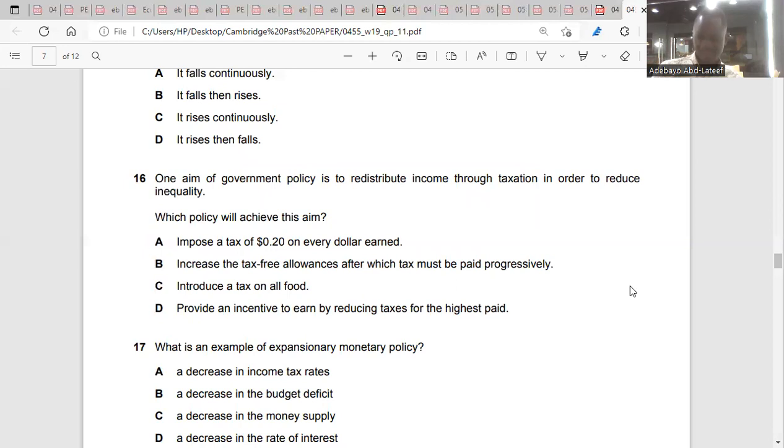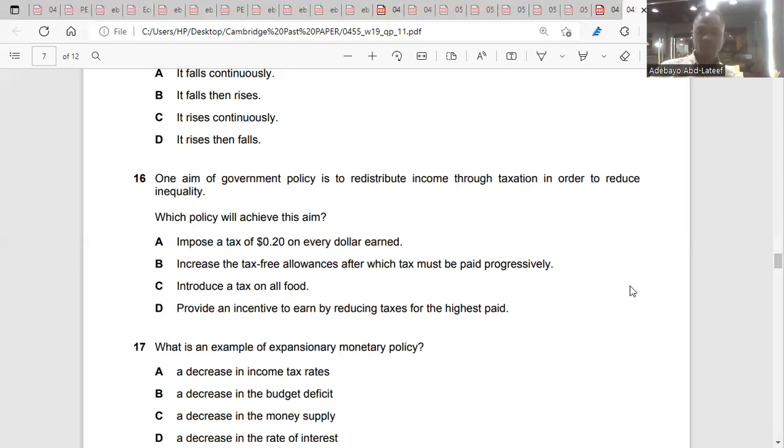B. Government should increase the tax-free allowances, after which tax must be paid progressively. So tax will be paid progressively: as you progress in terms of your income, you pay more tax. That's 16. I'll go to 17.